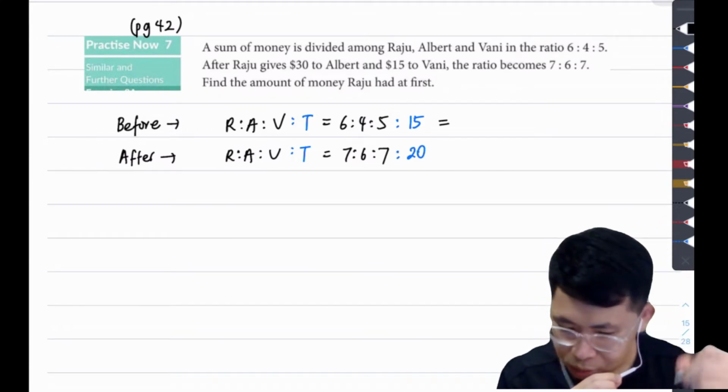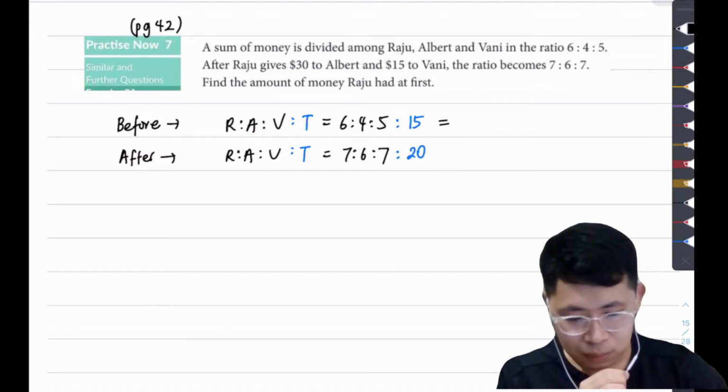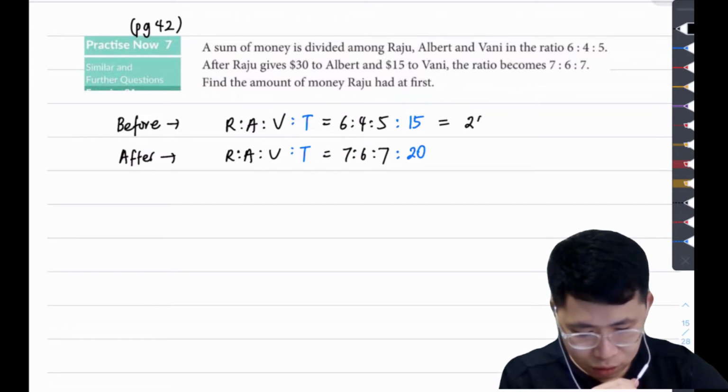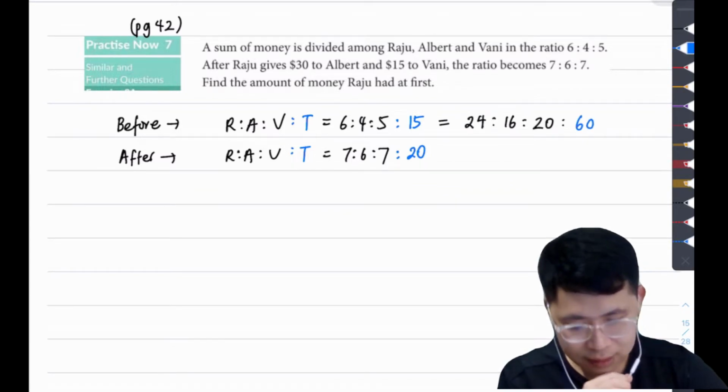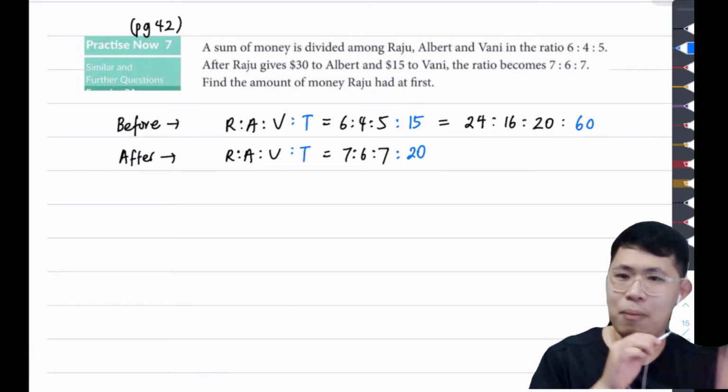So 15 times 4 is going to give me 60. So I need to multiply everything by 4. So I have 24, 16, 20, and 60. Right, you see? 60 over here. So everything multiplied by 4.